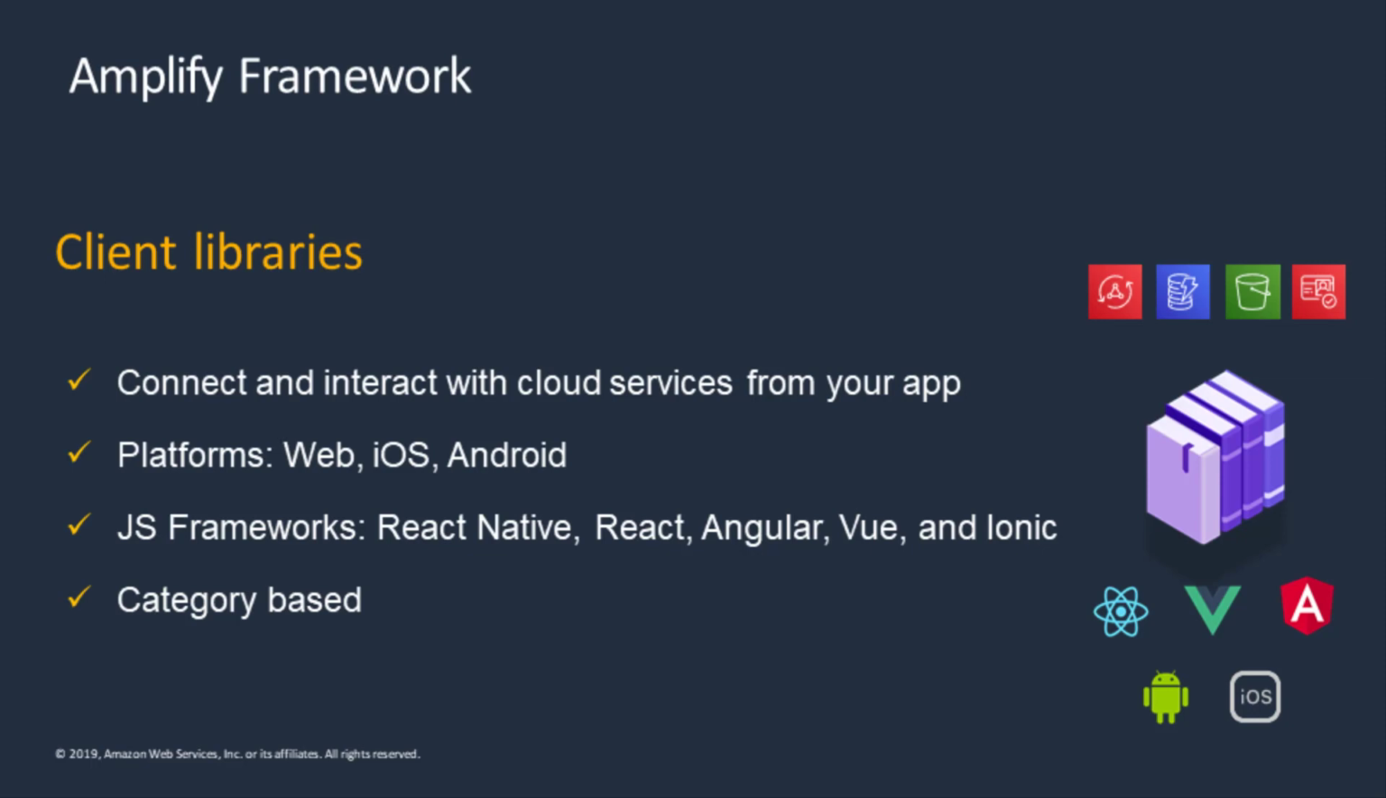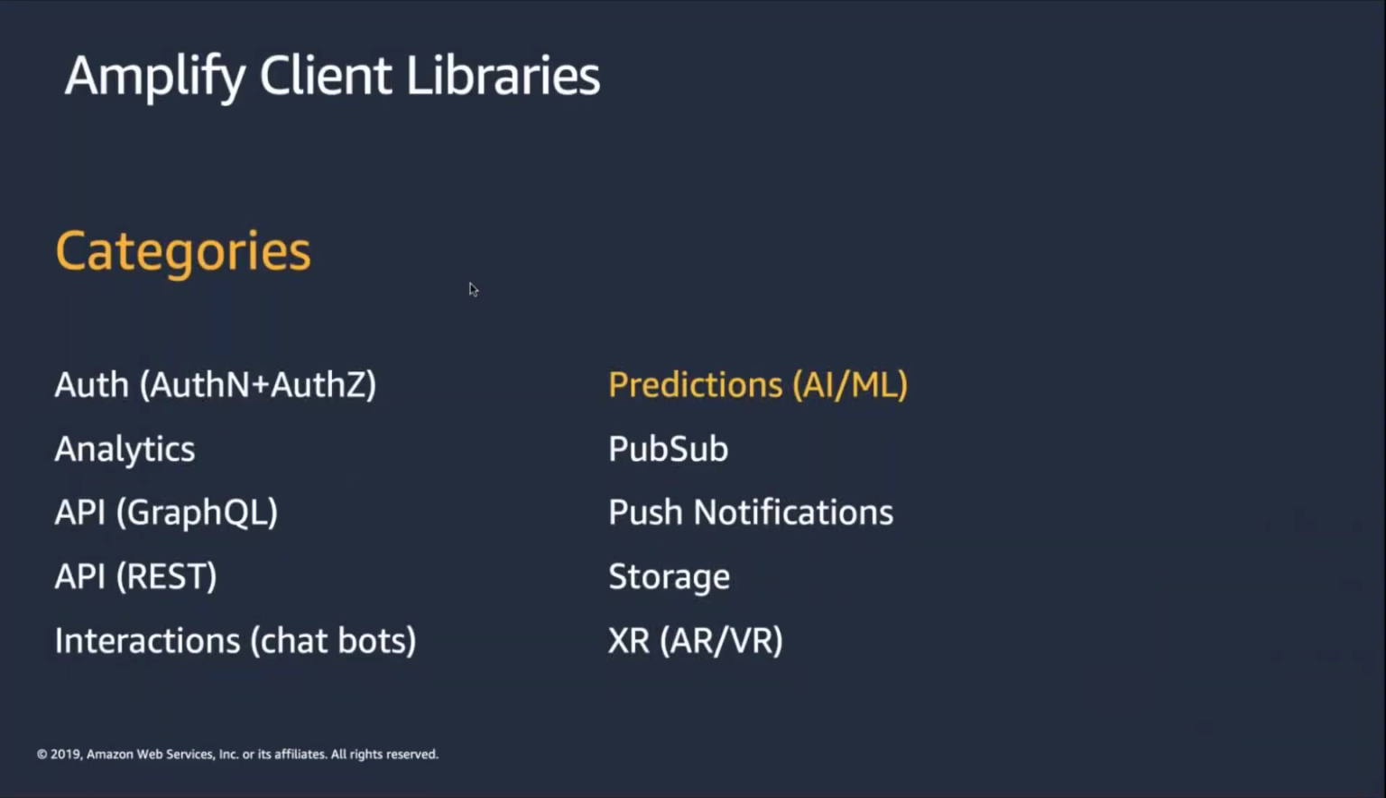If you see the diagram on the right-hand side, some of the services that you can interact with from the cloud services are AppSync, Dynamo, Storage, Amazon Cognito. Of course, this is not an exhaustive list. A category may end up using one or more cloud services, depending on the use case that you're trying to build. As we already covered the categories, we're going to use the Amplify client libraries for predictions. Right now, predictions is available only for JavaScript.